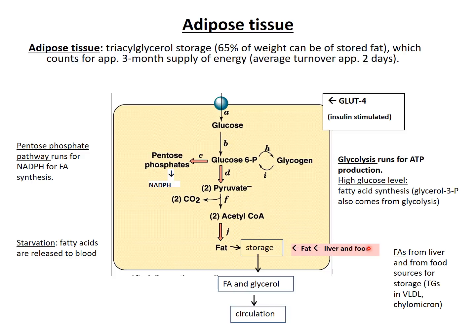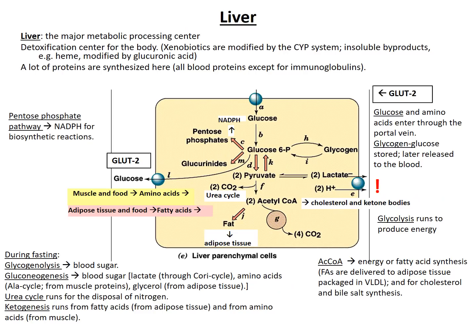Fat, when it comes in for storage, comes from 2 sources. One is from a dietary source, brought here by chylomicron particles, and the other is liver newly synthesized fat, which is delivered by VLDL. So here is liver, and it is really something that you already learned. It is just an overview to remind you how important metabolically liver is for us.